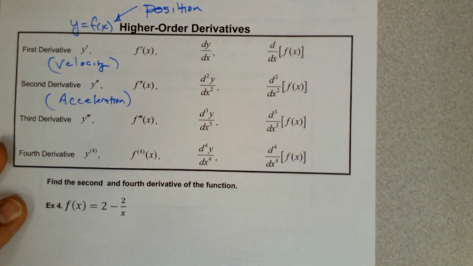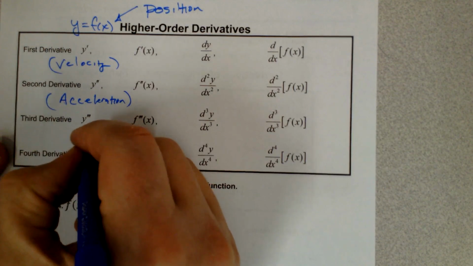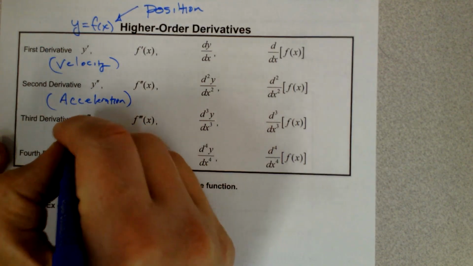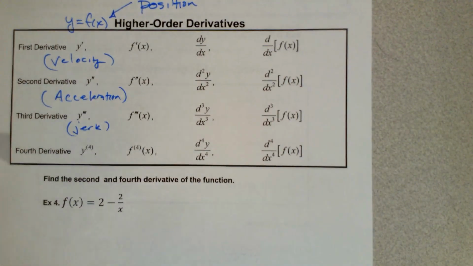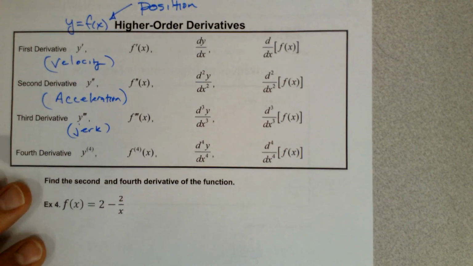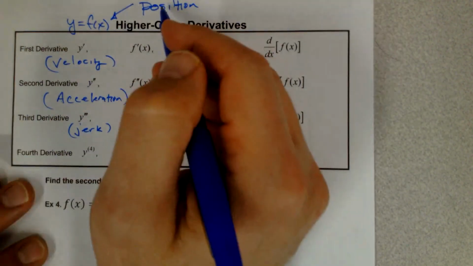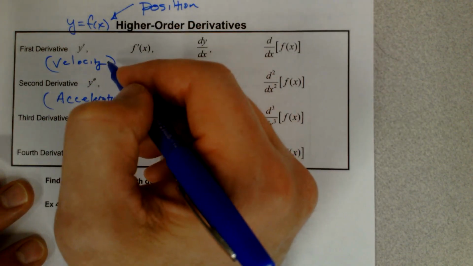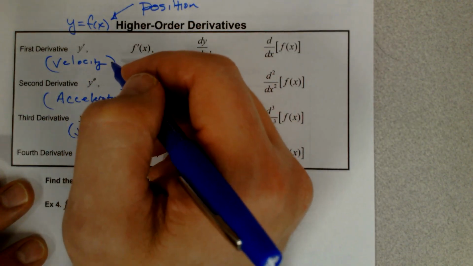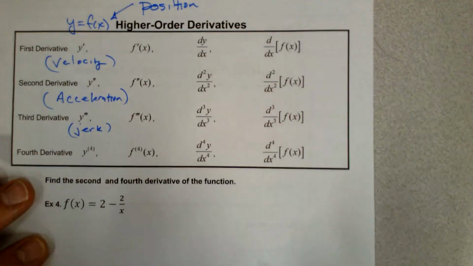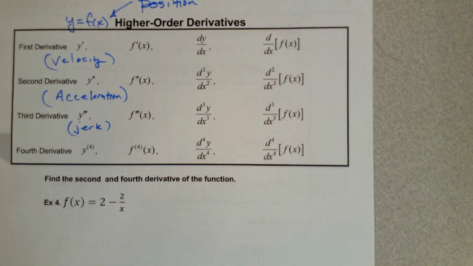And then the derivative of that is called the jerk. And we'll not get too much in depth in that. And after that, we just have the fourth derivative. So in terms of physics, these all are related. The position function, its derivative is velocity, and the derivative of velocity is acceleration, and the last one is jerk. Your physics teacher can talk to you guys about that.